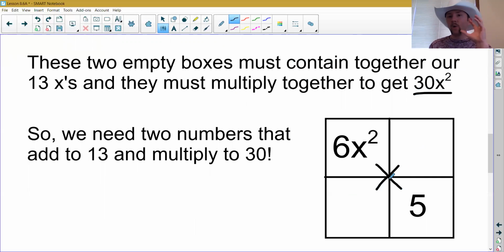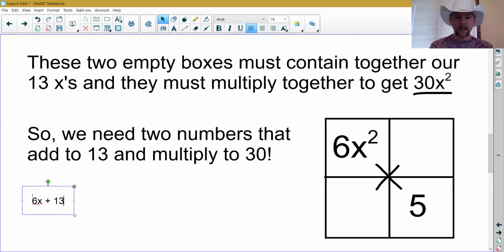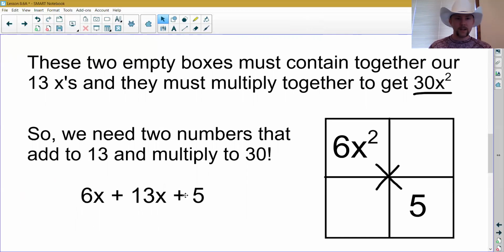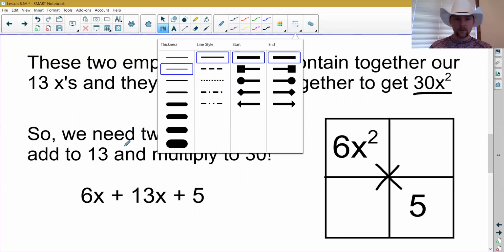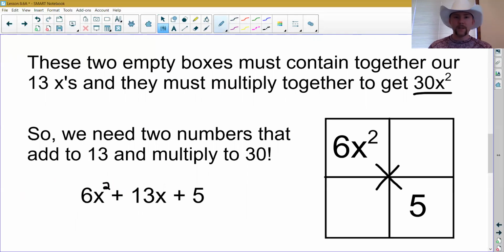Now what we also need to keep in mind is that to fill in these 4 boxes, I'm just using the stuff from my polynomial. If you remember, my polynomial was 6x squared plus 13x plus 5. I'm trying to take these pieces and put them in these boxes. I've already put the 6x squared here and the 5 here, so I'm done with those.